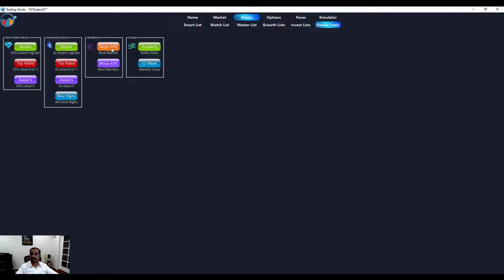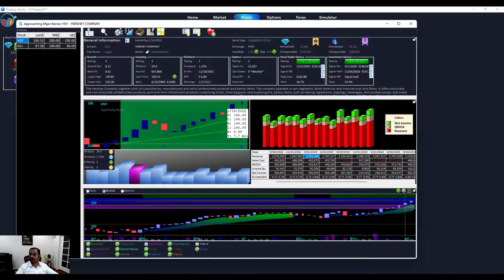Same thing applies with the all-time high. If any stocks are breaking the all-time high, then you can make a decision whether to go for a quick swing trade and see how it performs. You can backtest it as well.